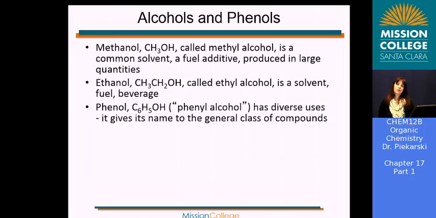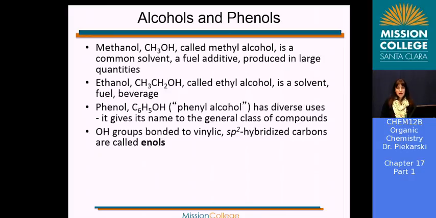Phenol, which has the formula C6H5OH, that C6H5 is that aromatic ring. It's got diverse uses, which we'll be able to discuss a little bit more in this chapter. And phenol is a name given to a general class of compounds. We use it as the suffix name or the parent name. Instead of saying hydroxybenzene, we use the common name phenol. If the OH on the aromatic ring is the highest priority group, then the ending will be phenol rather than hydroxybenzene.